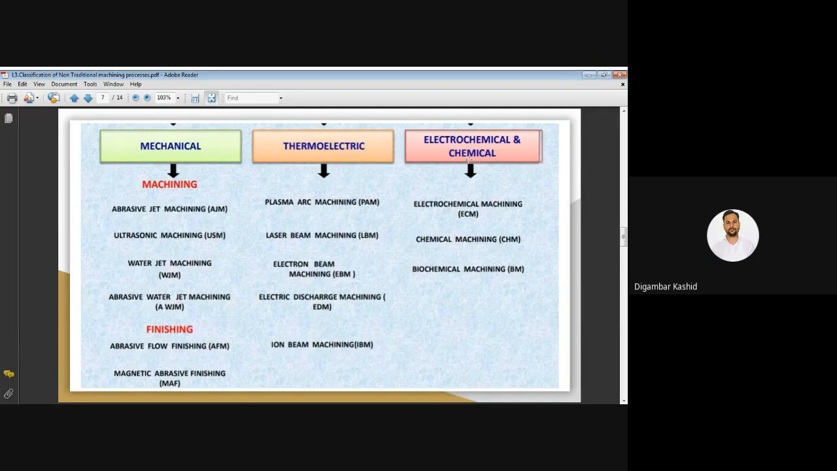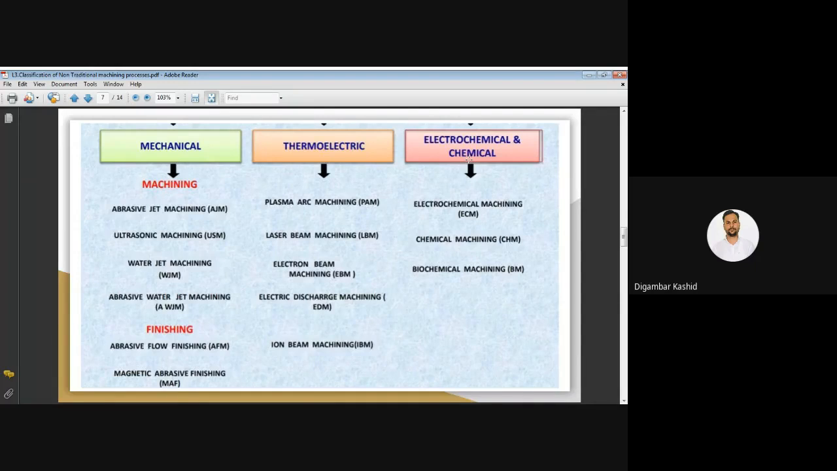Then electrochemical machining, that is ECM, normally has a wide variety of applications. It is controlled by the anodic dissolution process, so that leads to a high metal removal rate, which is independent of any physical and mechanical properties of your workpiece.